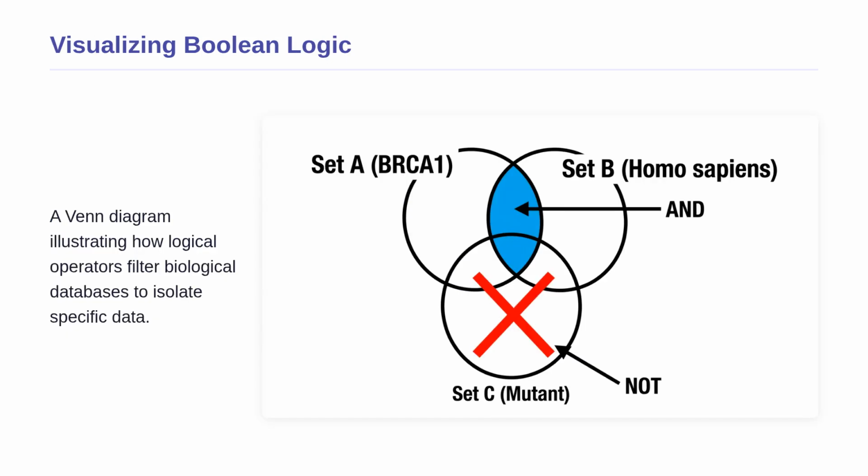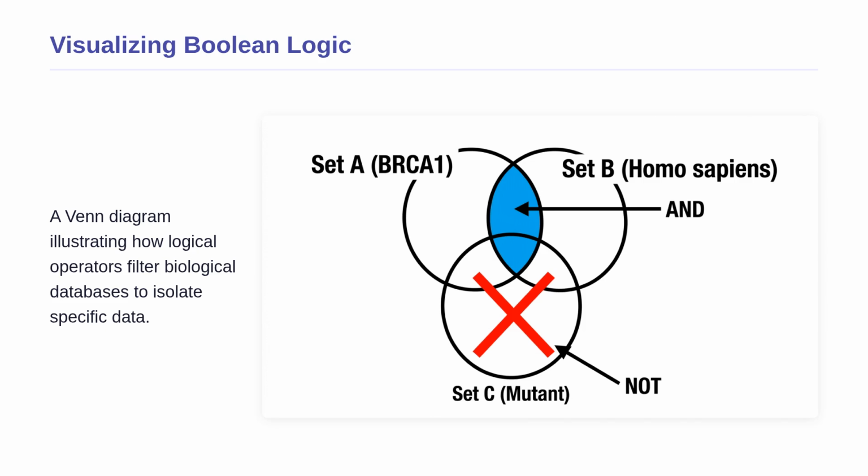To really cement this idea, let us visualize the mathematics we just applied. What you are looking at is a Boolean logic Venn diagram representing our search queries. The 3 circles represent our massive datasets. Notice the bright blue region where set A and set B overlap. This represents our intersection, or the Boolean AND operator. This is where the system found records that are both BRCA1 and Homo sapiens.